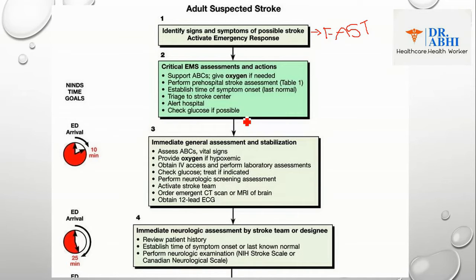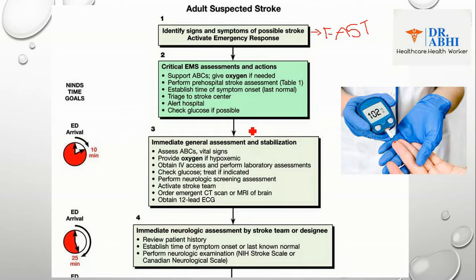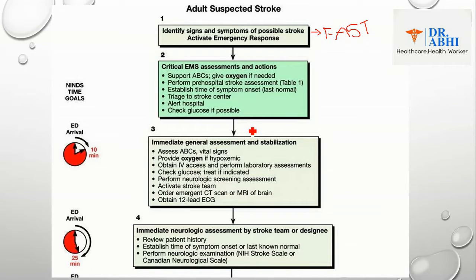If possible, we have to check the blood glucose level, because some of the time the stroke patient and the patient with hypoglycemia act in a similar manner. So for that reason, we have to evaluate whether the patient is hypoglycemic or a stroke patient.